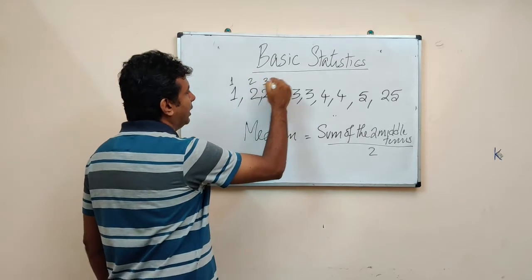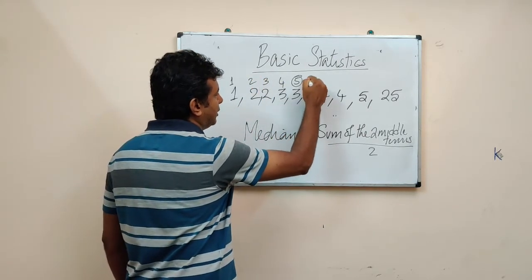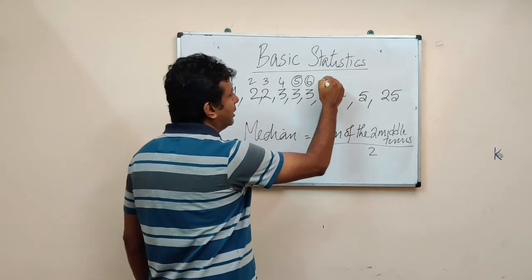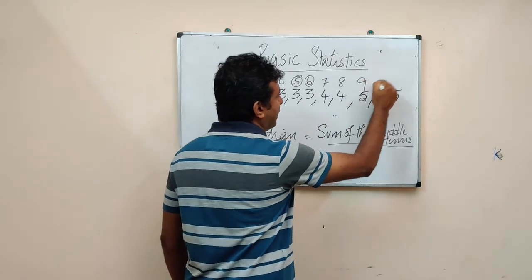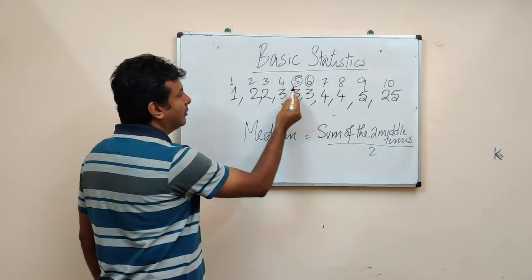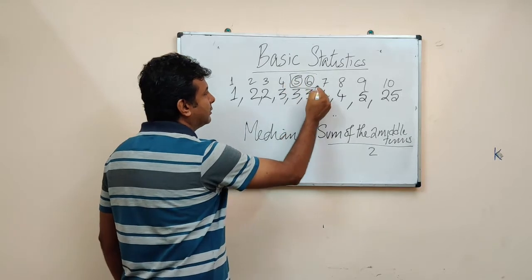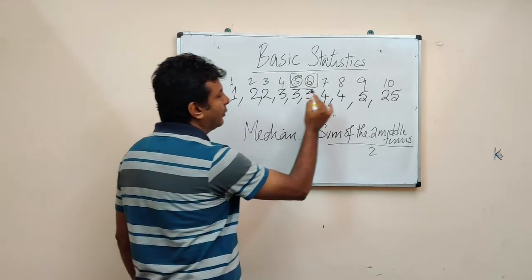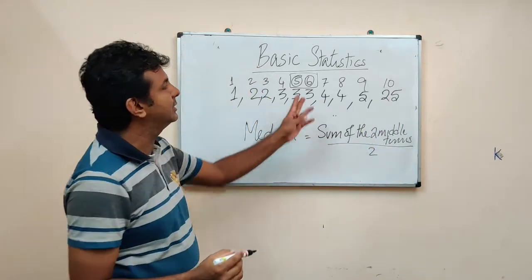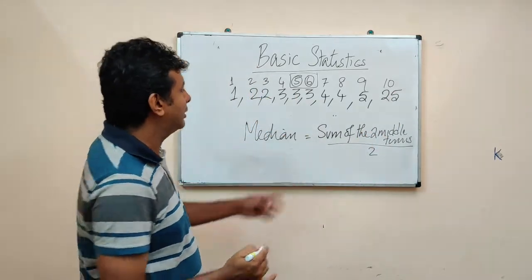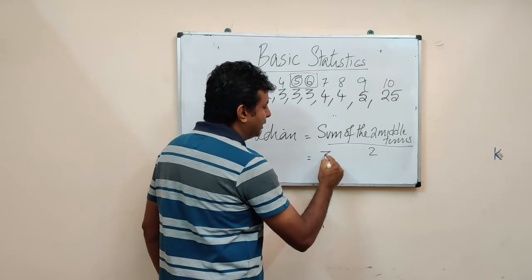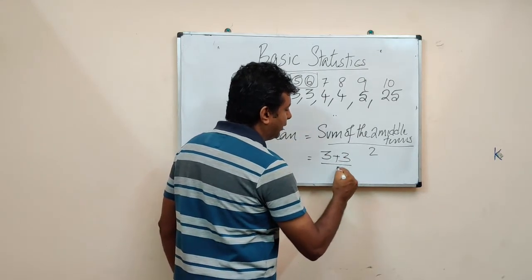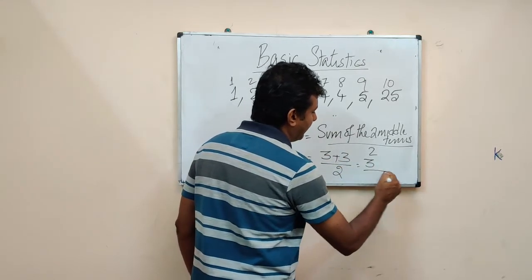1, 2, 3, 4, 5 is a middle term. 6 is also a middle term. 7, 8, 9, 10. How do we know these are the two middle terms? If you take these two numbers together, then there are 4 numbers before them and 4 numbers after them. So these are the two middle numbers. And what will be the median here? Here it is 3 plus 3 divided by 2, which is 3.